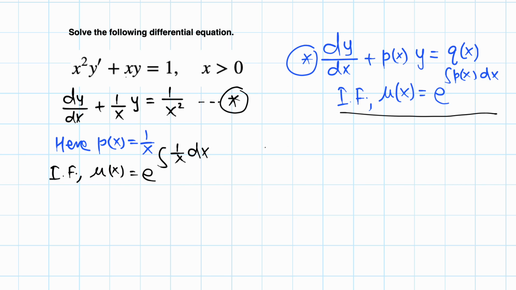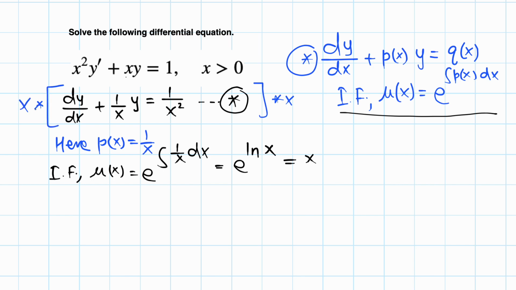Okay, now let's integrate this. So that is e raised to the antiderivative of 1 over x, which is natural log of absolute x, but our x is positive, so we don't have to write absolute value. And e and natural log are inverses of each other. That means their actions cancel, just x. So now we multiply star throughout, on the left side and the right side, by x.